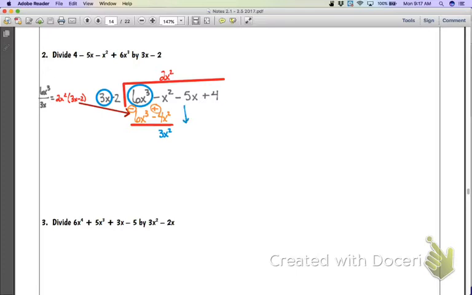Drop my next term, so drop the minus 5x. Now do the same thing again. Now I have a new lead. So now I'm going to take 3x squared and divide it by 3x. What am I left with? Just x. So that x goes above, so it's a plus x. Now multiply it by the 3x minus 2 again. Whatever I get is going to go right here.